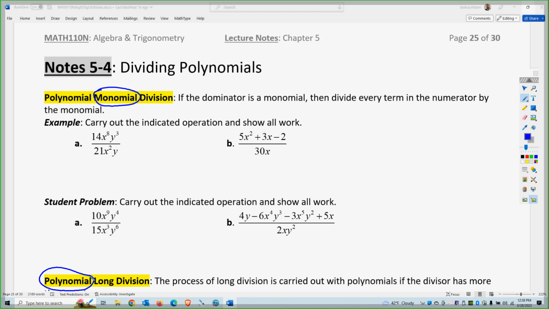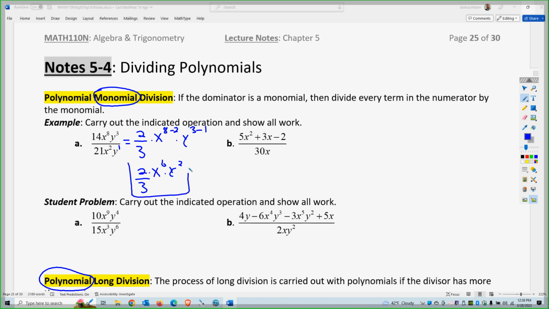The monomials are simple because it's just one thing on the bottom, because that's what you're dividing by. Here I'm dividing by 21x squared, y to the first. So I get 14 over 21, which doesn't divide, but it does simplify to 2/3, right? We're going to use the quotient rule of exponents, which is subtraction of exponents. So we have x to the 8 minus 2, and then 3 minus 1, because the exponent rule is subtract for exponents, right? So that's x to the 6th, y to the 2nd.